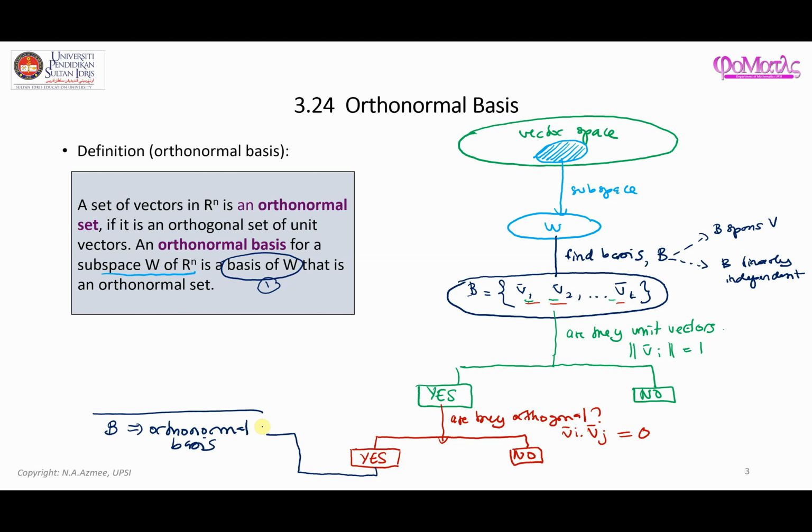So that is the idea. B here is an orthonormal basis. In other words, it is not just any basis, but it has a specific name. We call it orthonormal because the vectors in this basis are unit vectors, and also they are orthogonal. So that's the idea.